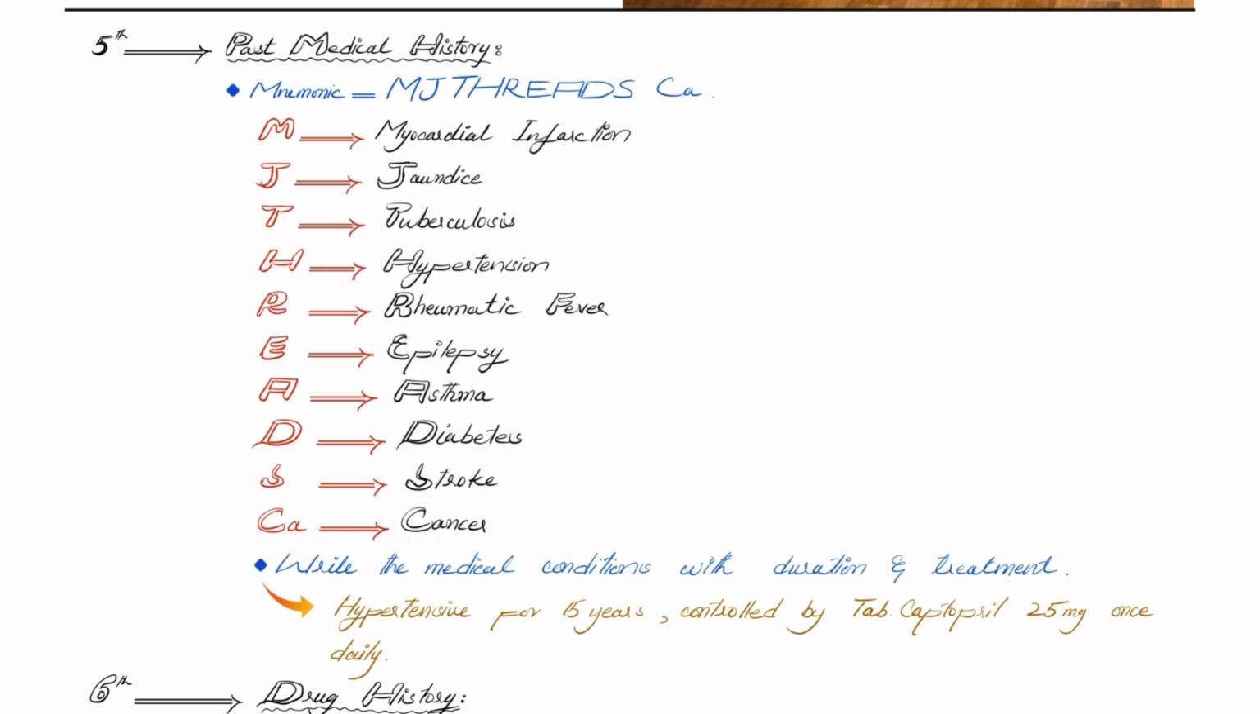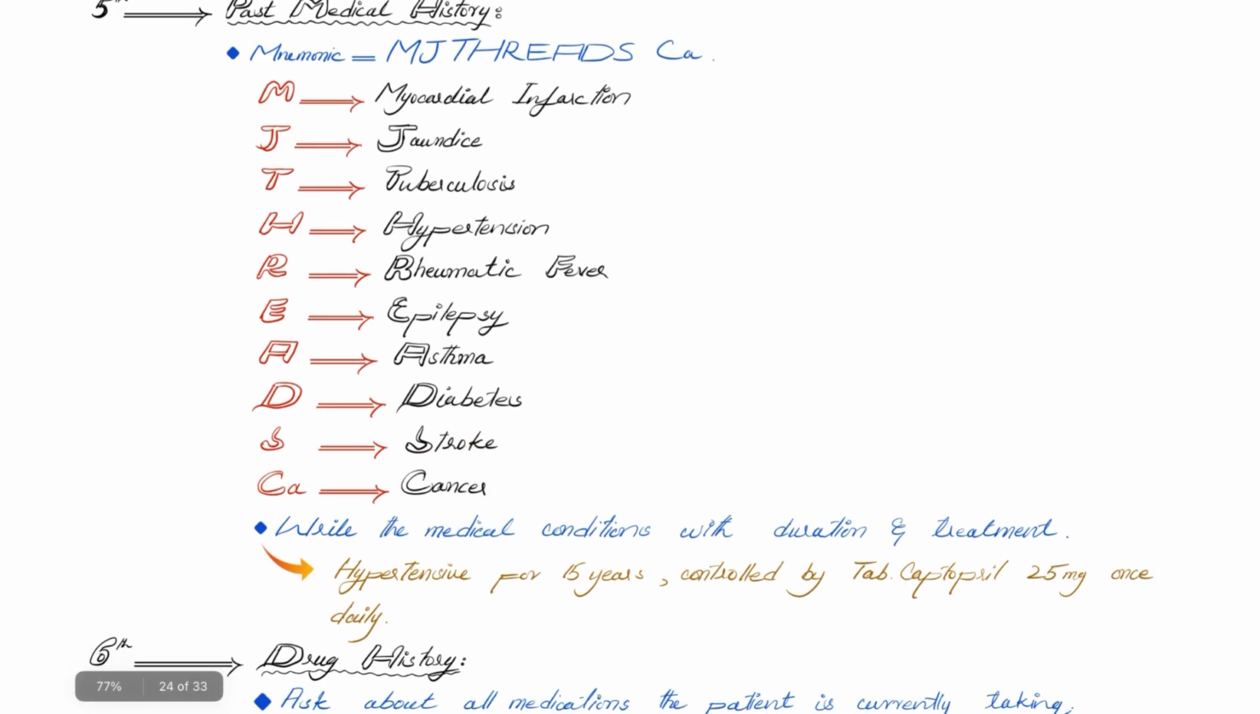So you need to ask about all the diseases to make sure the patient is not forgetting any complication or any disease he had before in his life. Write the medical conditions with the duration and treatment. For example, if the patient is already having hypertension, you can write down that hypertensive for 15 years and it's being controlled with the tablet captopril 25 milligram taken daily.